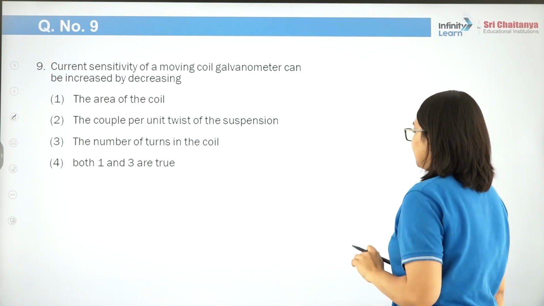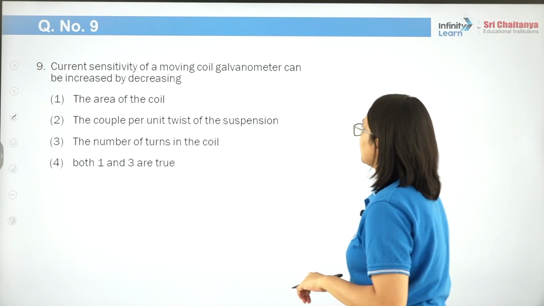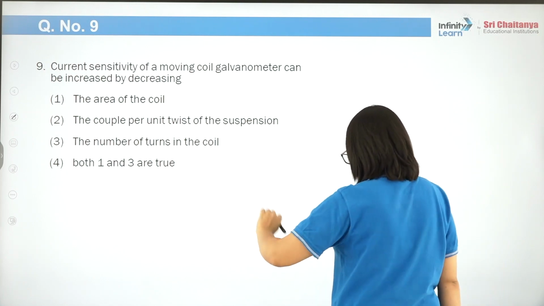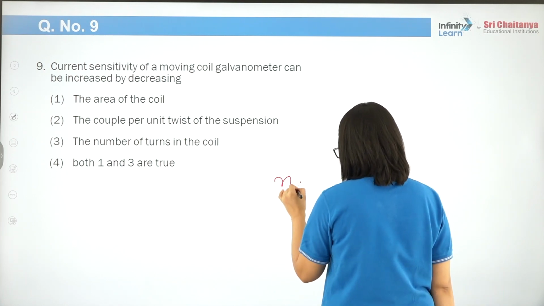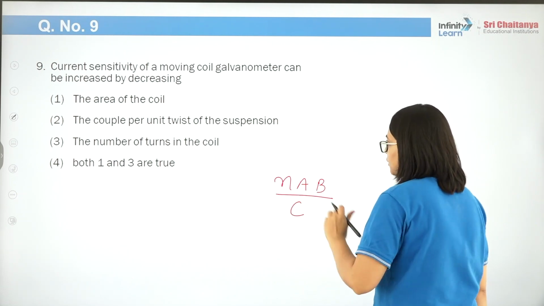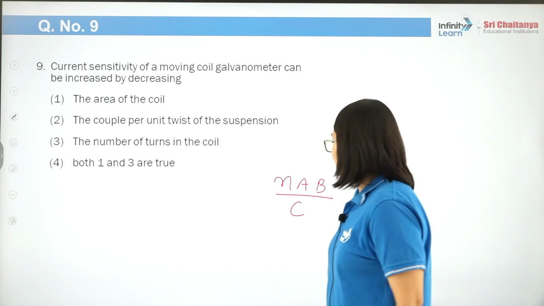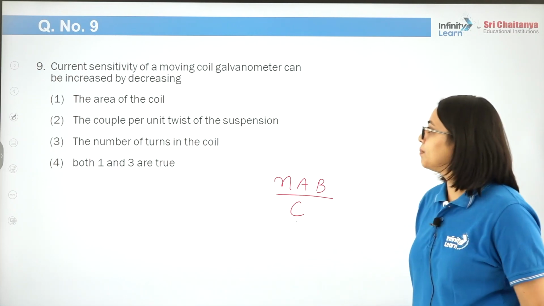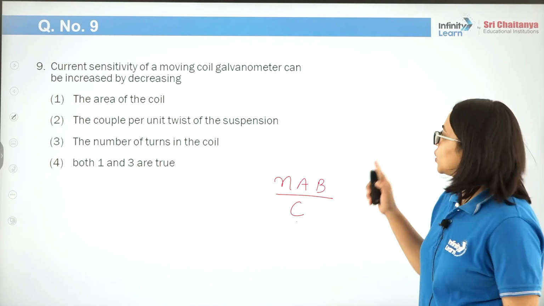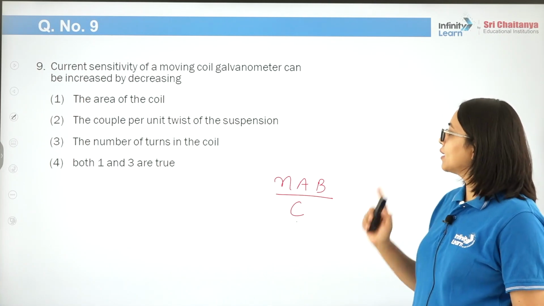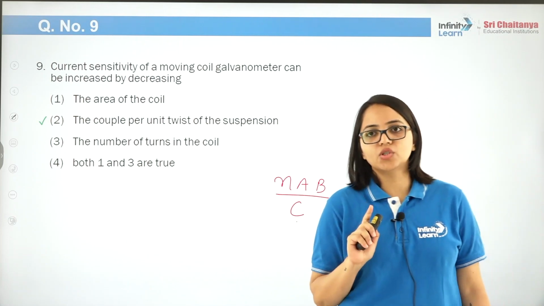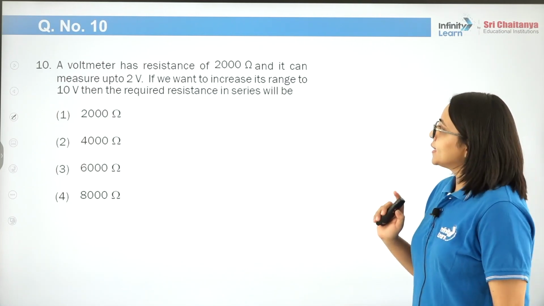Next is question number 9. The current sensitivity of a moving coil galvanometer can be increased by decreasing. So current sensitivity over here is given as NAB upon C. If you can decrease the denominator, you can increase the current sensitivity, and C is nothing but couple per unit twist, right? So over here by decreasing the couple per unit twist of the suspension, you can increase the sensitivity of the galvanometer. So the correct answer is option 2.